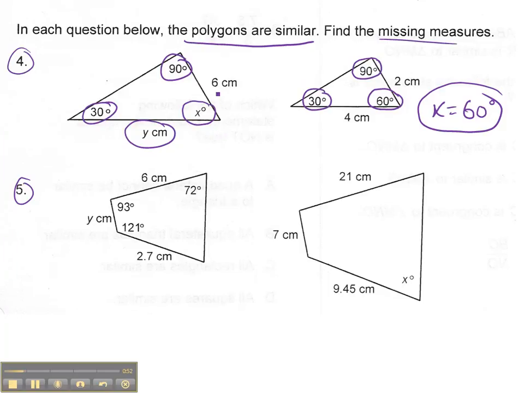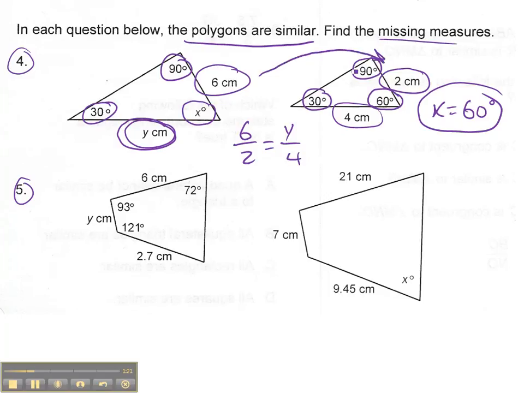That was easy. The corresponding sides are also proportional. So since we know that our triangles are oriented with corresponding angles in the same position, we're going to compare this side of the larger triangle to this side of the smaller triangle. So 6 to 2, and that will equal this side to this side, y to 4. When I set up my ratios, I compared the larger triangle to the smaller triangle, in this case 6 to 2, and y to 4 going that direction both times.